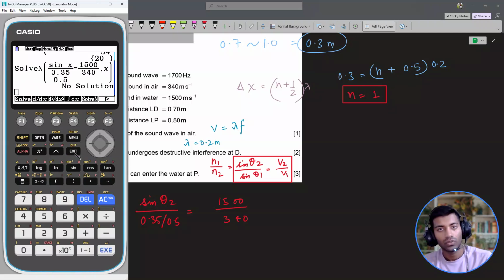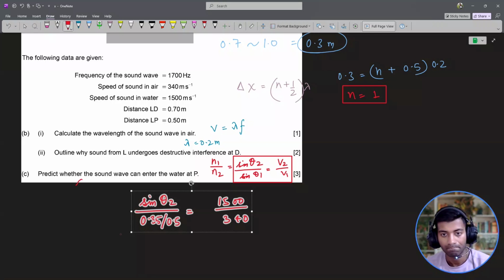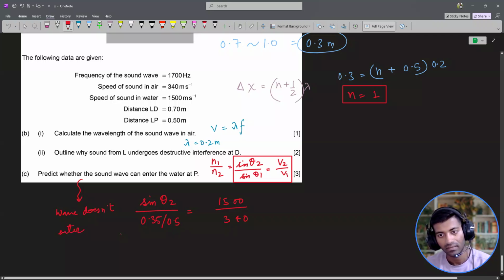The calculator says no solution. Well, when you are implementing Snell's law and solving for an angle, and the calculator says no solution, that implies a refraction would not be possible. As simple as that. So since theta 2 has no solution, or this equation itself has no solutions, the sound wave will not enter. The wave doesn't enter at P.